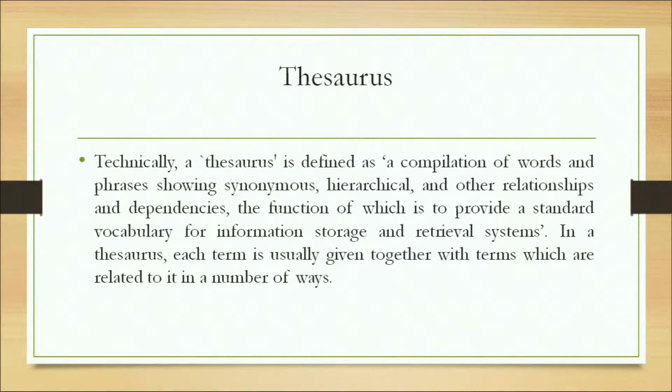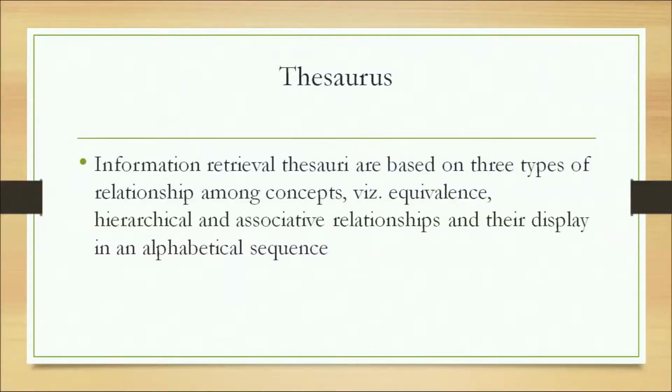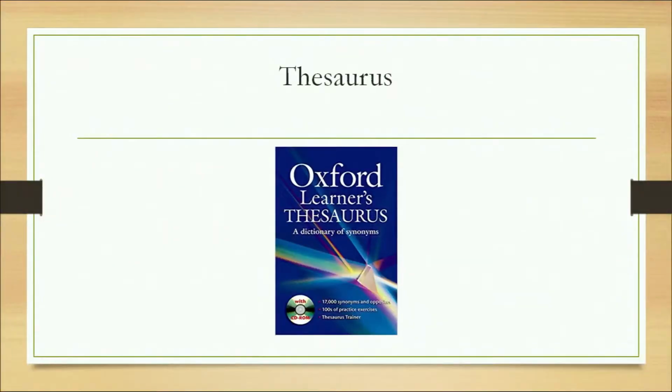Thesaurus, as the slide shows, is a compilation of words and it shows relationship among the words, whether the words are related or whether they have some hierarchy or whether they are synonymous in nature. All these things are mentioned in a thesaurus. Information retrieval thesauri, the plural of the word thesaurus, are based on three types of relationship among concepts: equivalence, hierarchical and associative relationships, and their display in an alphabetical sequence. We have already talked about these relationships. This is Oxford Learner's Thesaurus, which I think learners must have used.